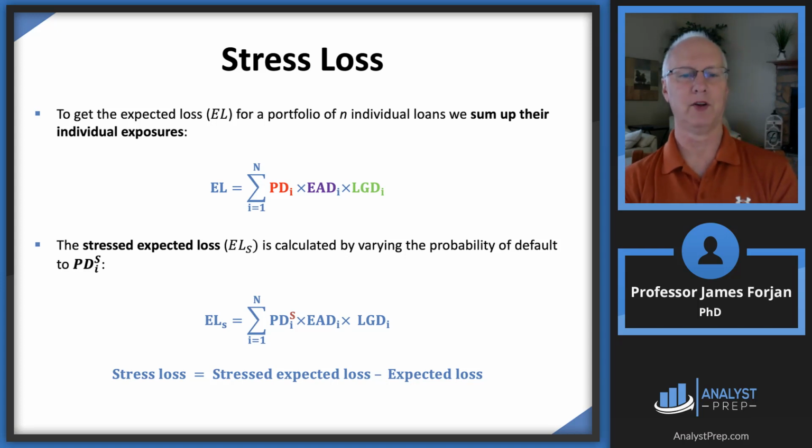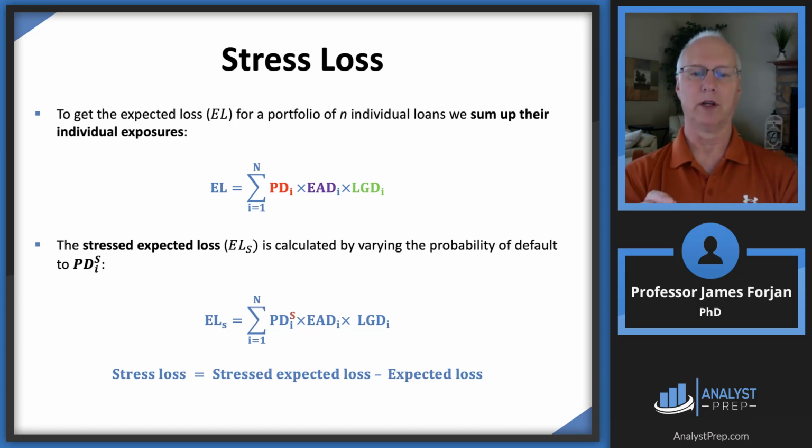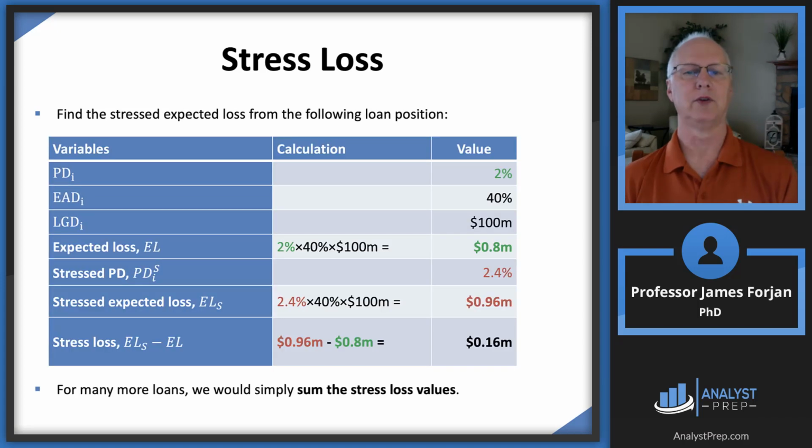All right, so what we're going to do is we're going to take the exposure at default and the loss given default as deterministic, and we're going to allow the probability of default to fluctuate stochastically, let's say, and we're going to change that. So maybe it goes from 2% to 6%. And so the stress loss is really just going to be the difference between those two equations. Let me show you how simple this is.